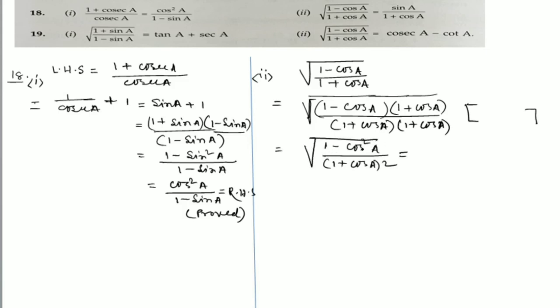And you know that 1 minus cos square A is equal to sin square A. After root over, it will be sin A, and in the denominator, it will be 1 plus cos A. Okay, so it is proved. You can write it as right hand side. Here it is left hand side. So it is proved.